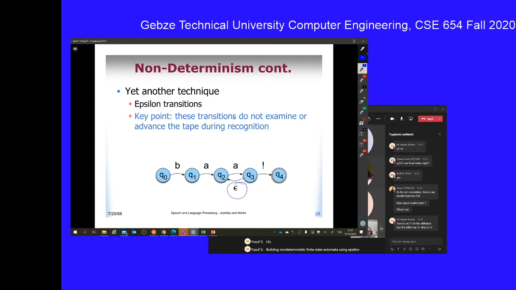Epsilon means that if you are at Q3, you can go back to Q2 without receiving any input. You don't have to get an input to go to Q2 from Q3. To go to Q4, you definitely need an exclamation mark, but to go back to Q2, you don't need any input. Another non-determinism example.